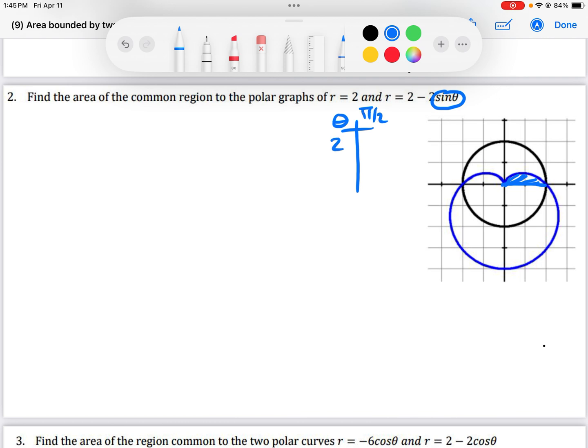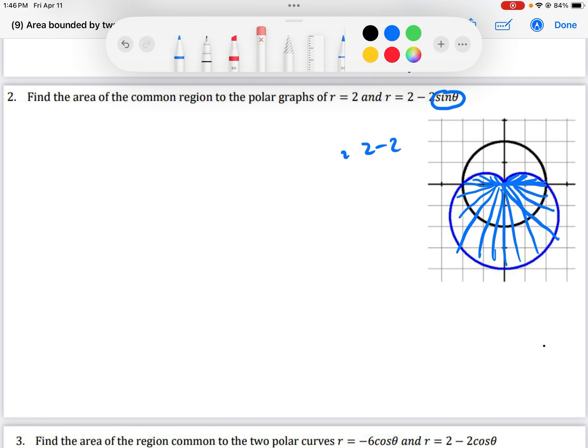Theta is pi over 2. If this is radius, plug in pi over 2 for theta. 2 minus 2 sine of pi over 2, and sine of pi over 2 is 1, right? So 2 minus 2 times 1, so 2 minus 2, and that's 0. Then as theta goes on, it goes out here. As theta goes on, it's way down here, and it goes all the way around.